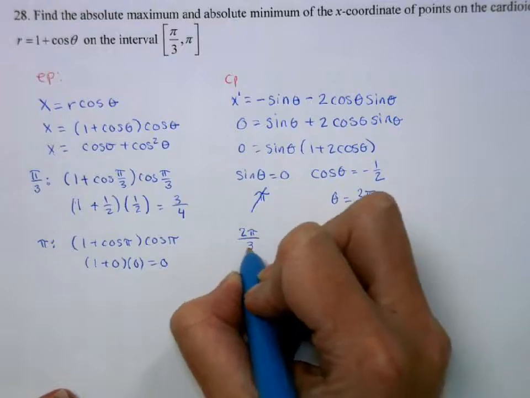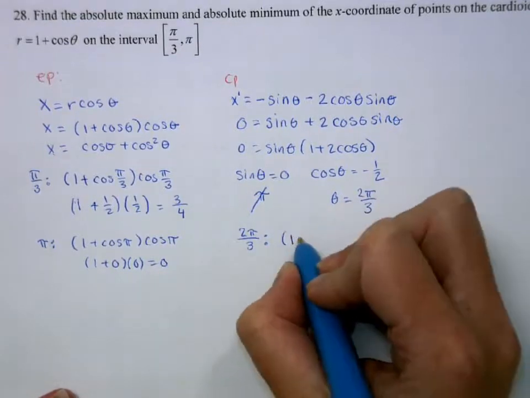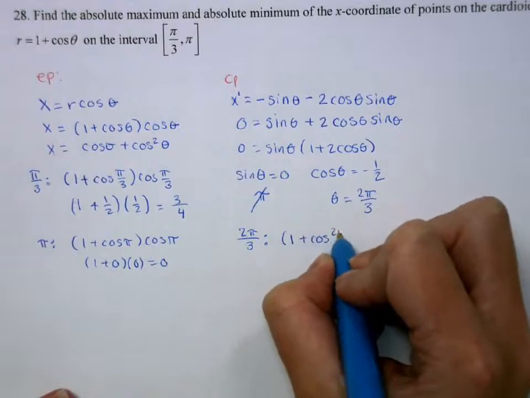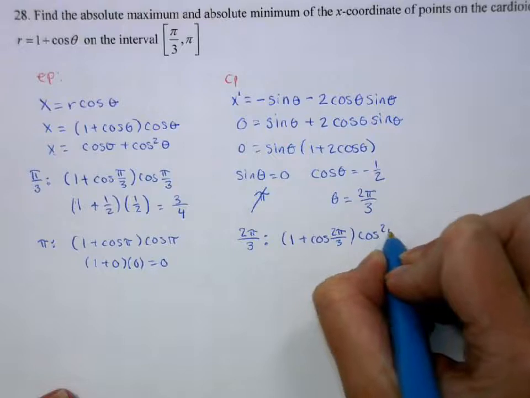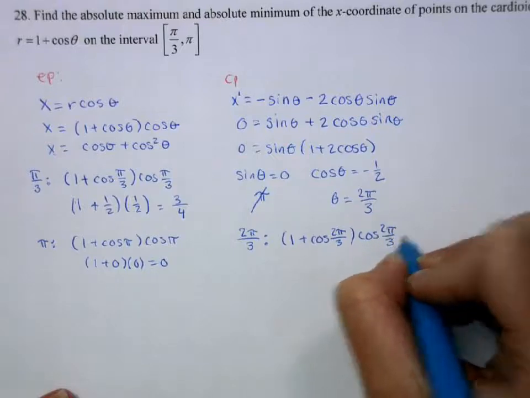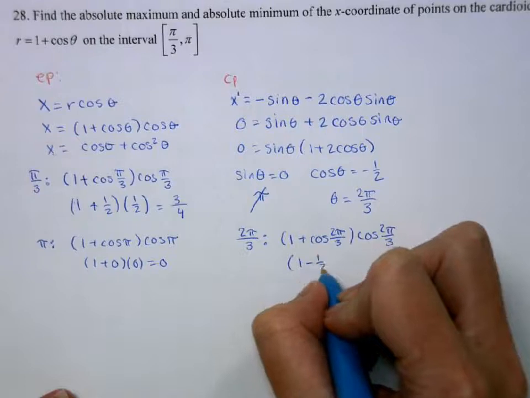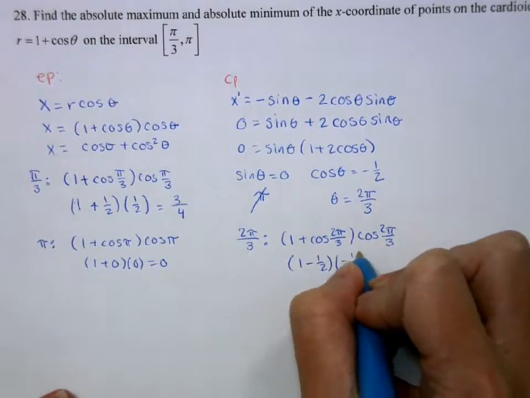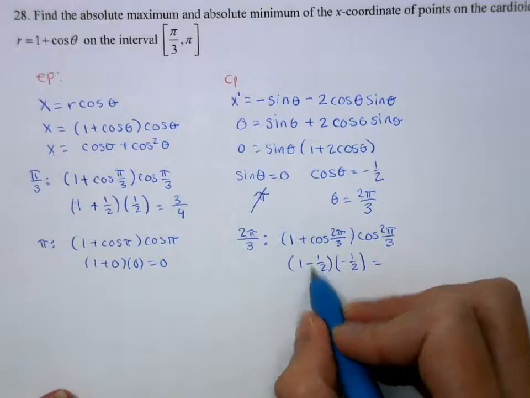So we'll plug this back into our original equation. So 1 plus cosine 2 pi over 3, cosine 2 pi over 3. Well, we already know it's negative 1 half. So this will be 1 minus 1 half times a negative 1 half, which will be 1 half times negative 1 half is a negative 1 fourth.